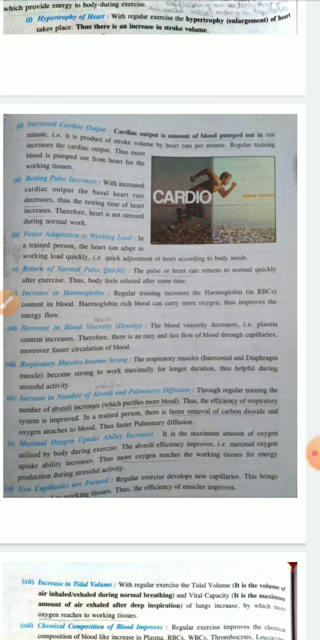Faster adaptation to working loads. If the person is trained, the heart adapts to the working load quickly. Adjustment of the heart. There will be a quick adjustment of the heart according to the need. Jaisa need hoga, usi ke anusar our heart will adjust quickly.